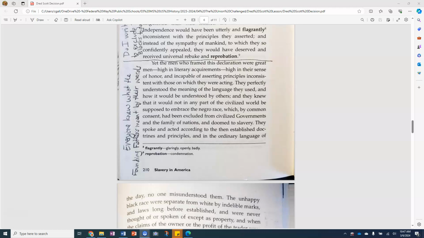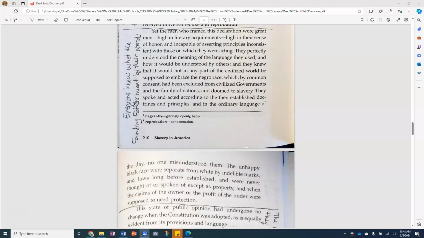Common consent, everybody thought it, right? Everybody agreed to it. They had been excluded. They had not been allowed to join civilized governments and the family of nations. So there were no countries, is kind of what he's saying here, right? And doomed to slavery.